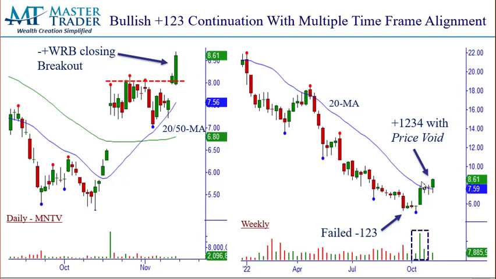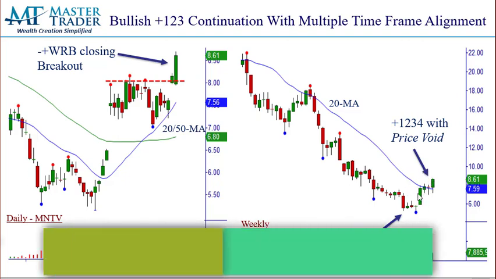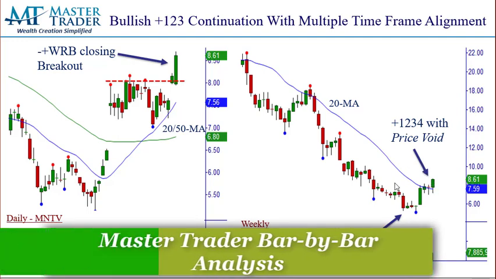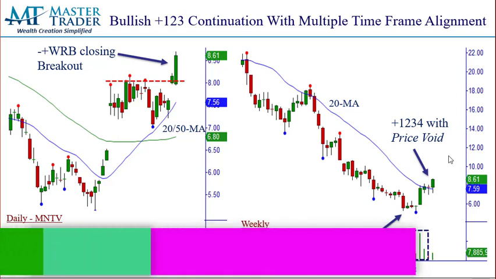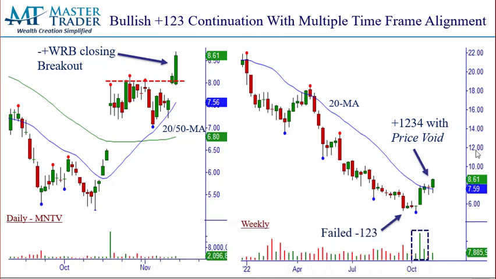Wide range bar engulfing, closed above, you can count them here, 8 or 9 bars, whatever, on increasing committed volume. Then I have a 1, 2, 3. Now I have a 1, 2, 3, 4. Now I have another closing breakout on the weekly chart with a price void. This looks like it could go to 10, 11 bucks. I don't know, but it's supporting the wide range breakout on the daily.